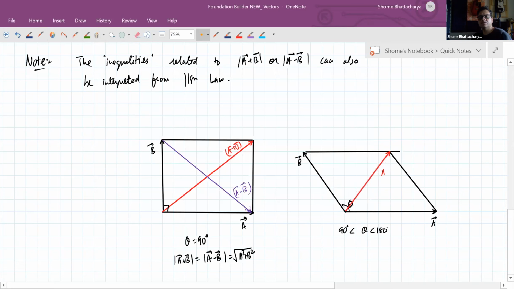So in this case, definitely A plus B, this diagonal, has become smaller than it was in this case. So you can see immediately that mod of A plus B will become less than root of A square plus B square whenever this condition is satisfied, that the angle is obtuse. You don't need to think in terms of cos theta and all that. You can just visualize the diagram and understand.